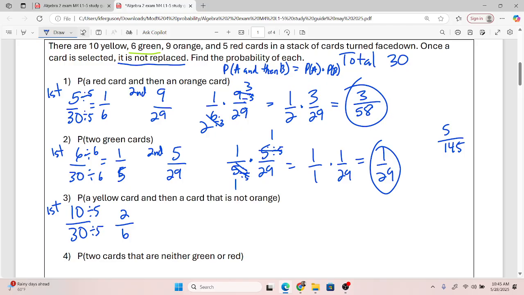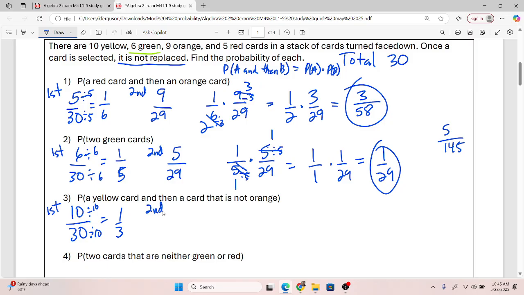So dividing it by 5 is something that you can do, but if I don't want to do any more reducing, I need to divide it by 10. Because if my numbers end in 0, I can divide by 10. And they both end in 0. So I get 1 over 3. So that's the first one.